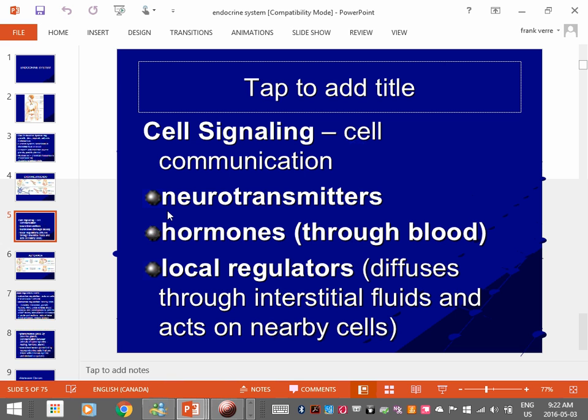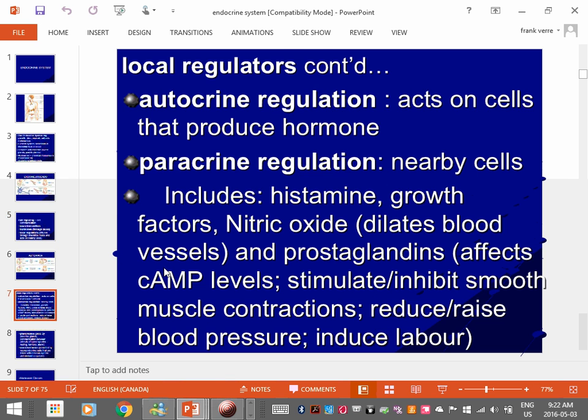So here are just different categories of chemicals. Neurotransmitters, we'll study those in detail in the next chapter. These are chemicals that travel between neurons. And we'll talk about how they work, but that's the next chapter. Hormones are what we'll focus on. We won't talk too much about local regulators, but local regulators are things that act locally, so things that do not have to travel very far. So here are some examples of local regulators.